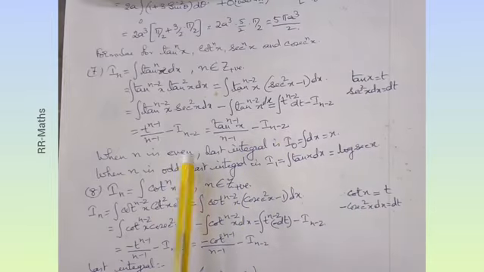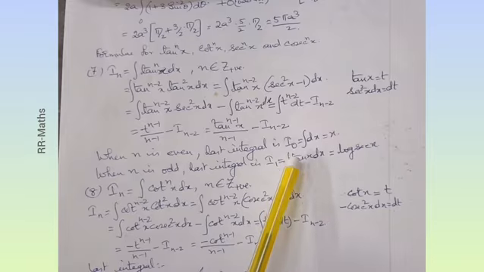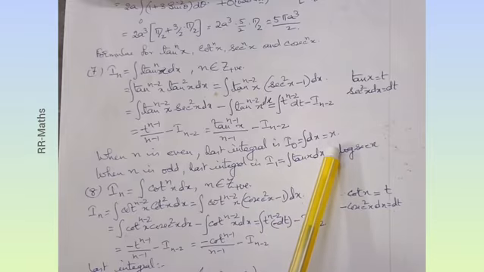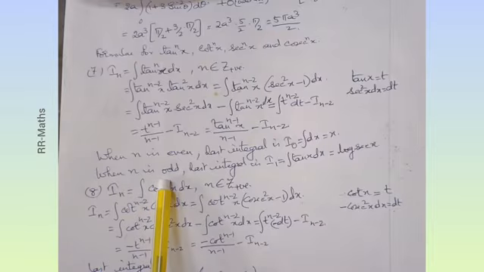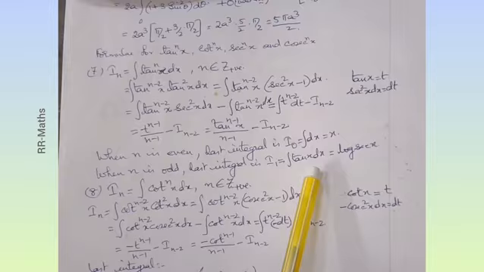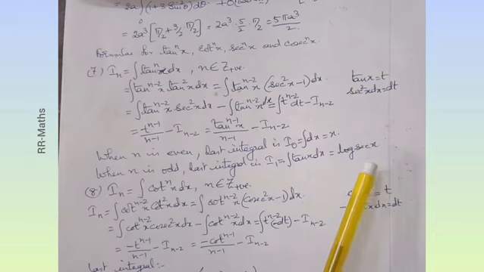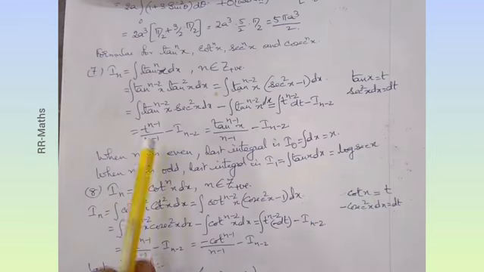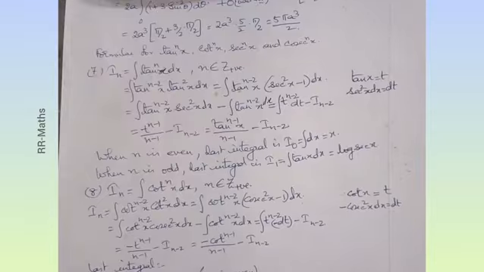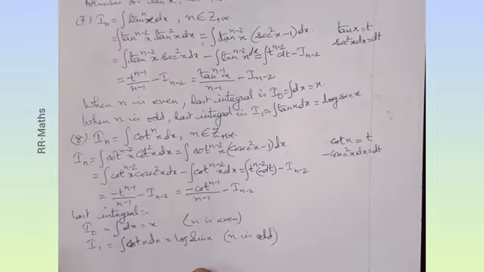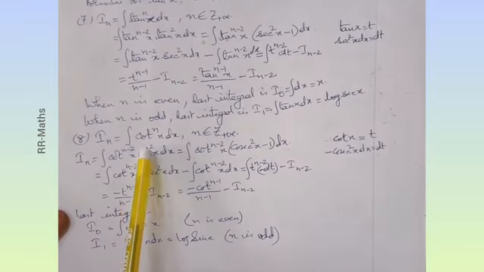When n is even, the last integral will be I naught, which is integral dx is equal to x. And when n is odd, last integral is I1, which is equal to integral tan x dx, which will be minus log cos x, or you rewrite it as log secant x. So that will be the formula for tan power nx. And now we shall see the formula for cot to the power of nx.